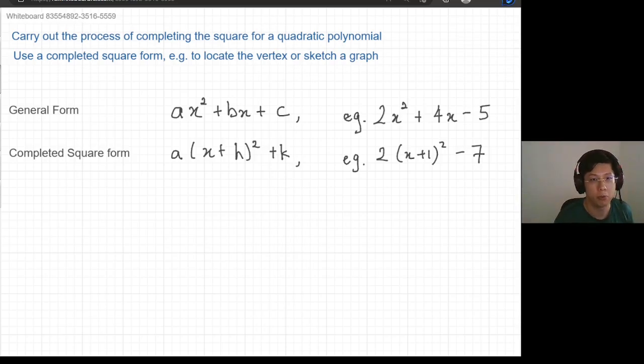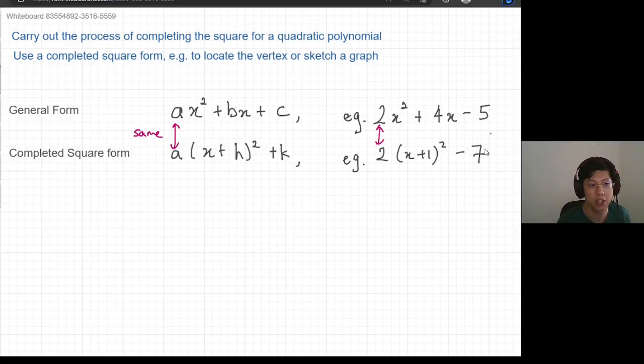There is an alternate form, which is the completed square form, and you are going to be expected to be able to convert between the two. The completed square form looks something like this: a bracket x plus some h, close bracket squared, plus k. So for example, you could have 2 bracket x plus 1, close bracket squared, minus 7. One thing to note about these two forms is that these two numbers are the same. These two numbers are a. So you can see in these two forms, which are equivalent, 2 is in front of x squared and in front of the bracket squared here.